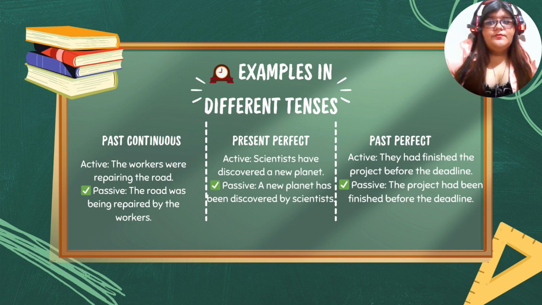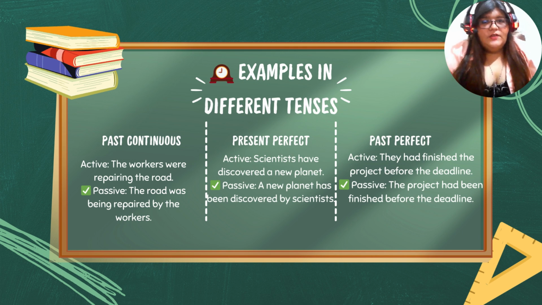Then we have in present perfect. Scientists have discovered a new planet. In passive will be a new planet has been discovered by scientists. Then we have the past perfect. They had finished the project before the deadline. In passive, the project has been finished before the deadline. I hope, guys, that it is more clear how you will use passive and active voice.